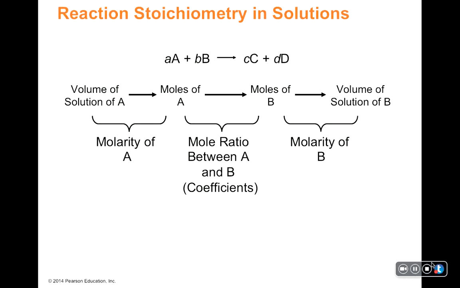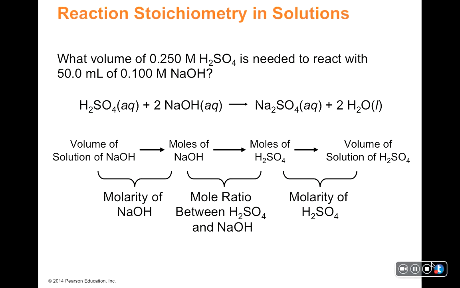We can also talk about stoichiometry in terms of solutions. Instead of using, say, grams of something, we can use the volume and use the molarity to calculate moles. Again, use the mole ratio as we've done before to convert from moles of one substance to moles of another. And then use the molarity of the second to calculate the volume of solution that we would have. So the only difference here is that we're using volume instead of mass or grams as we did before.